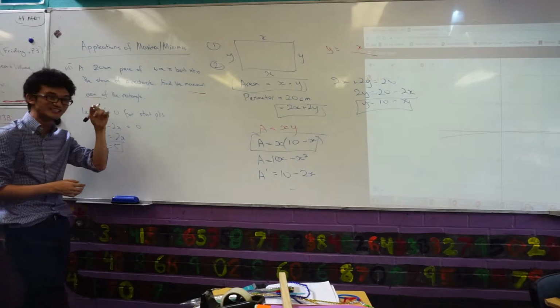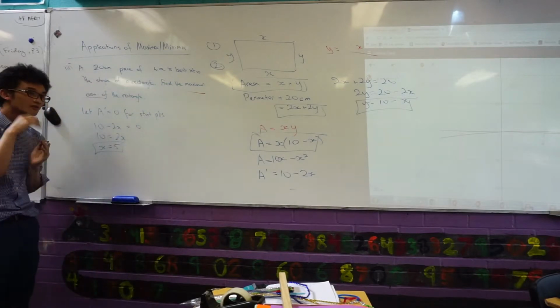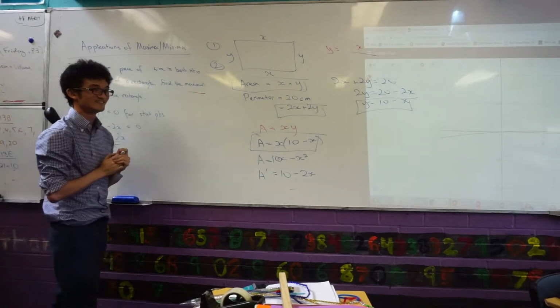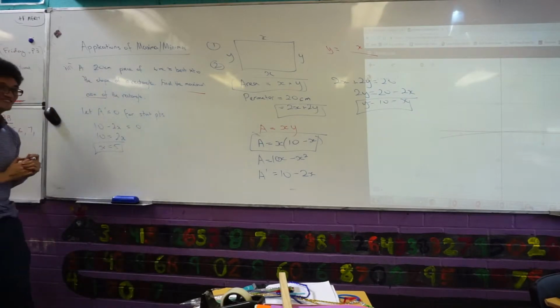Year 11, you need to be testing them. Yes, so that kind of makes sense. If it's 4 sides, 20 centimeters, like 20 divided by 4. Keep going, let's keep going.